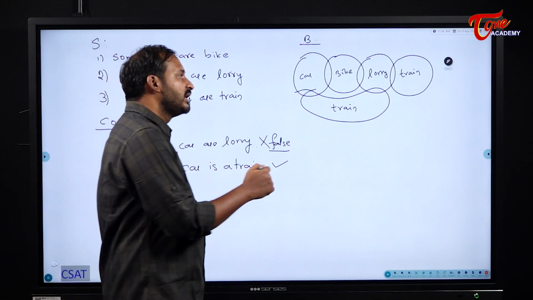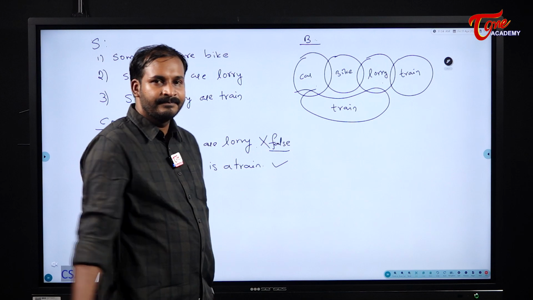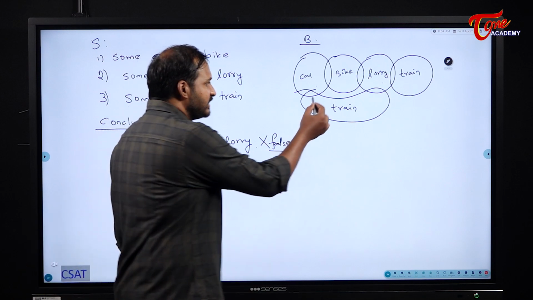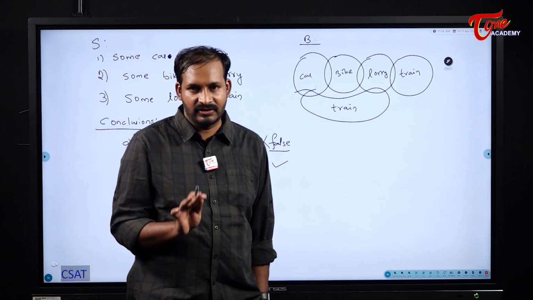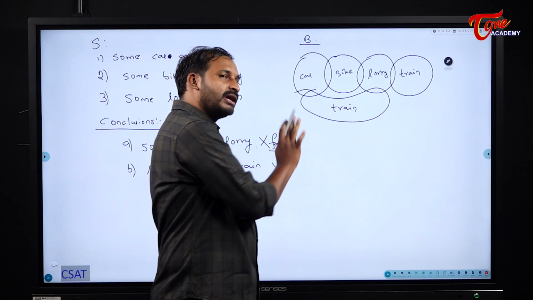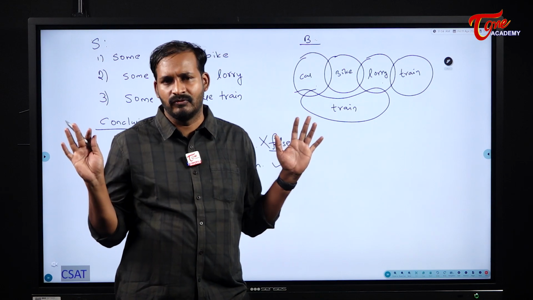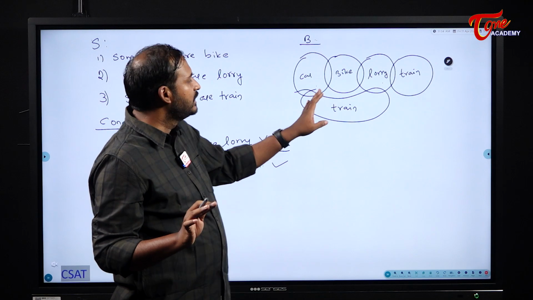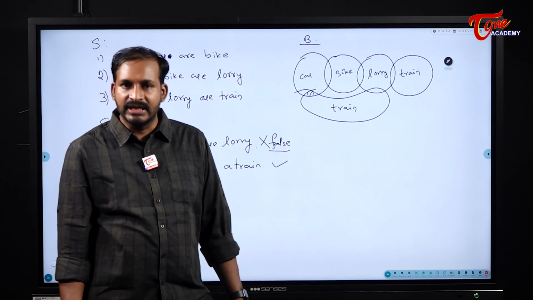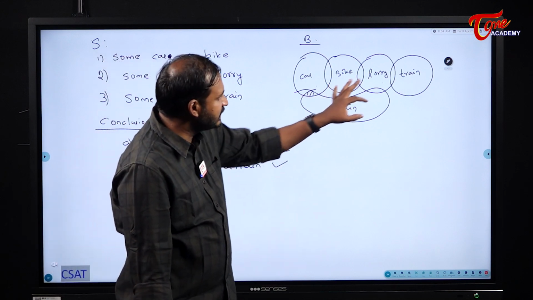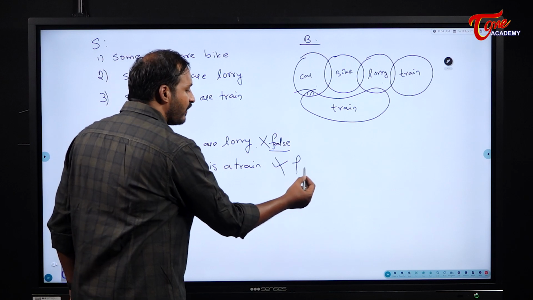But as of now, can I draw train intersecting with car? Is it possible? Yes, sir. The shape was changed from circle to some other shape. No problem, students. Just for your understanding, I am drawing it in the circular shape. If you want, you can use squares, triangles, whatever the shape you want. There is nothing wrong in that. Now, cars are intersecting with the trains, right? There is a possibility that I can intersect the cars with the trains. Because of that reason, this one becomes false.